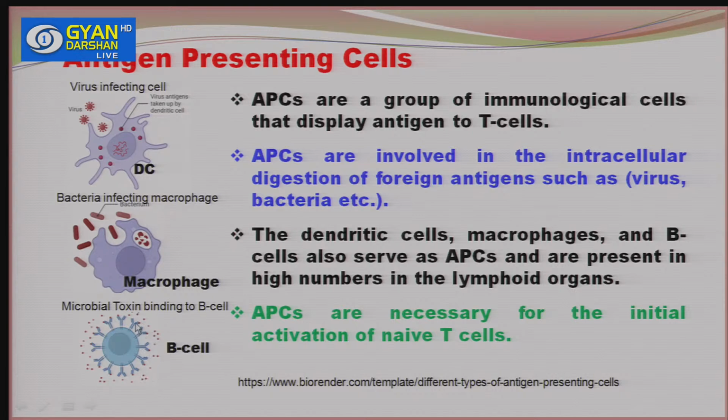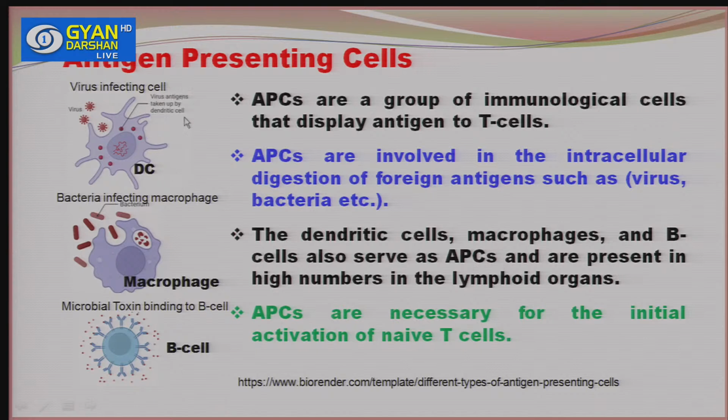Here is the microbial toxin. They are able to bind it. And APCs are involved in the intracellular digestion of foreign antigens such as viruses, bacteria, etc. The dendritic cell, macrophages and B cell also serve as the APC, antigen presenting cell.